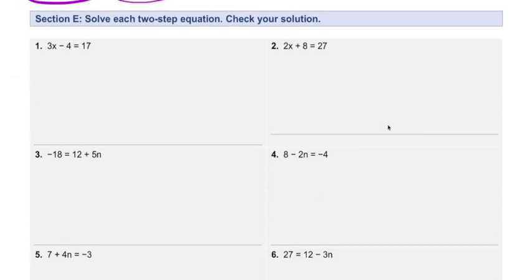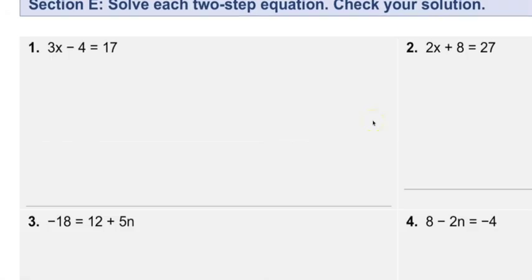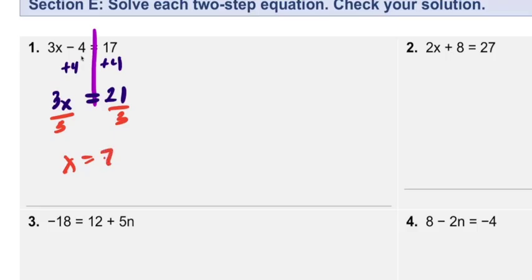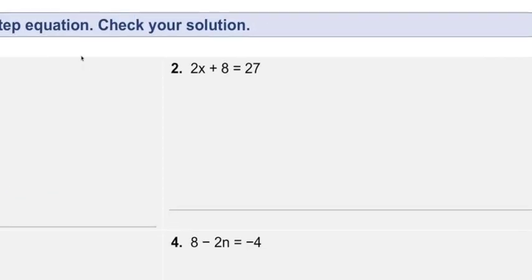Let's solve a couple. So like this first one here. Here's my equal sign. There's my line. First you want to get rid of that -4. So we're going to do the opposite. We're going to add 4 to both sides. You get 3x. Equal sign stays where it is. 17 plus 4 is 21. And now we just got to get rid of the 3. So we're going to divide both sides by 3. And you get x equals 7. Done.